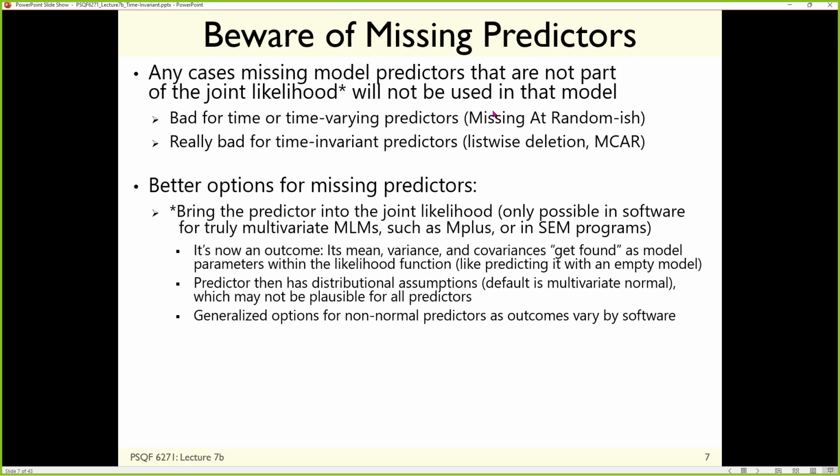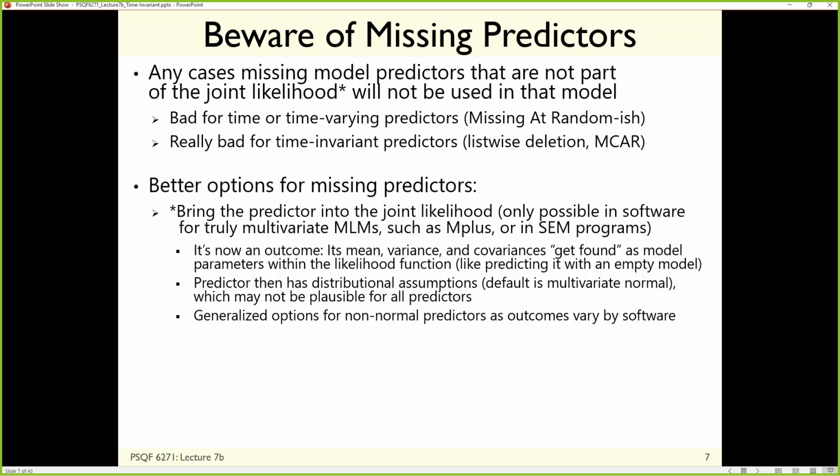What can we do instead? Bring the predictor into the likelihood. So this is where multi-level modeling within SEM software shines. Because the problem is that in mixed, there's only one outcome, right? There's one column for Y. You're locked into that. And so therefore the likelihood is all about the means and variances and covariances of Y that are being recreated by your model. In multivariate software, so that's the transition to SEM software, you can predict multiple outcomes at the same time.